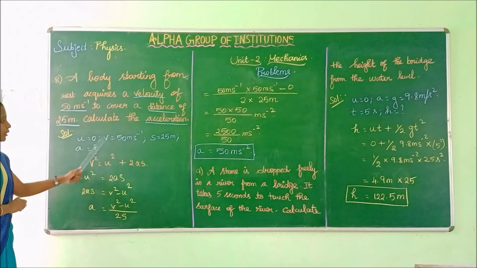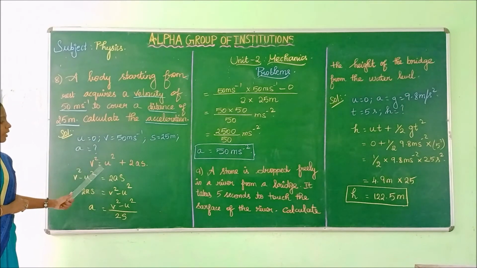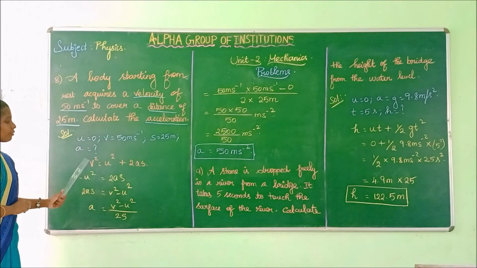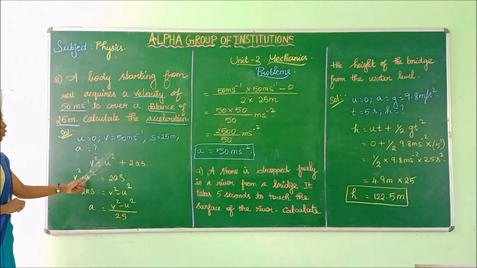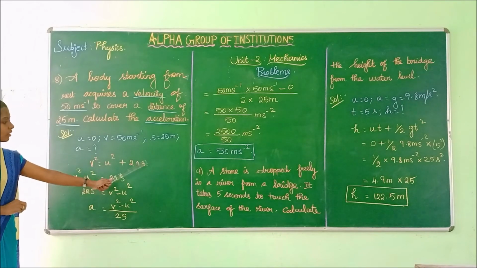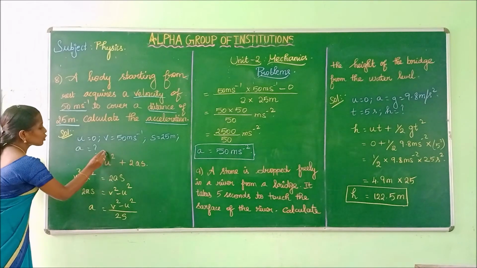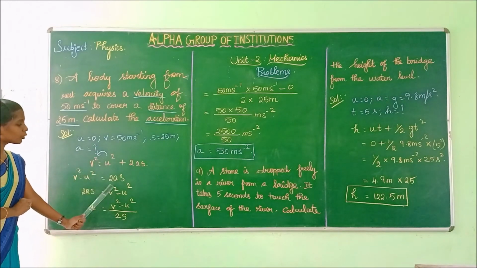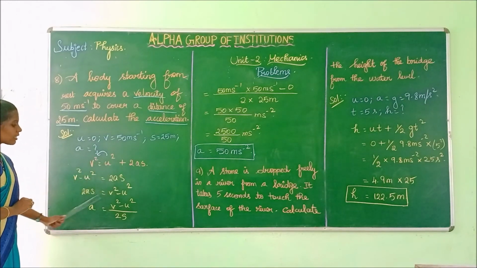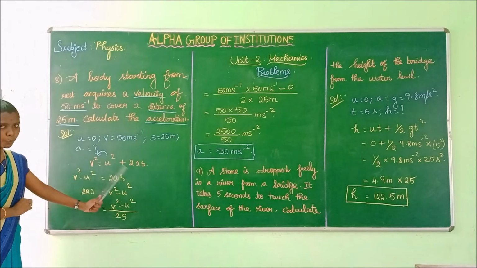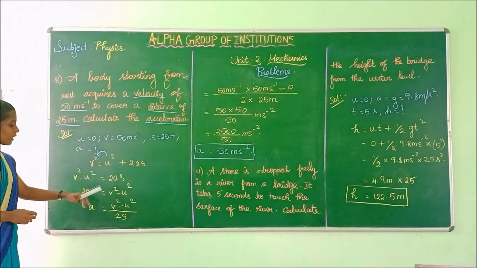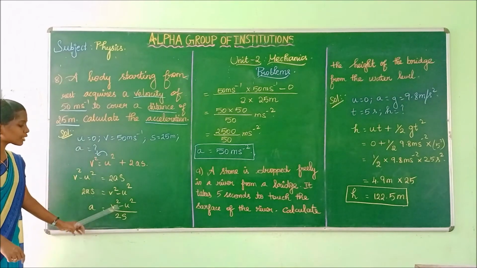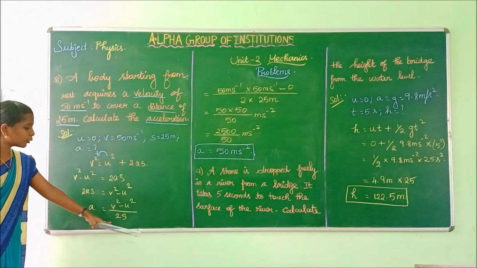The formula for final velocity is v square is equal to u square plus 2as. Take this u square to that side. V square minus u square is equal to 2as. Now 2as is equal to v square minus u square. From this you have to take a. So this 2s will go to the denominator: a is equal to v square minus u square by 2s.